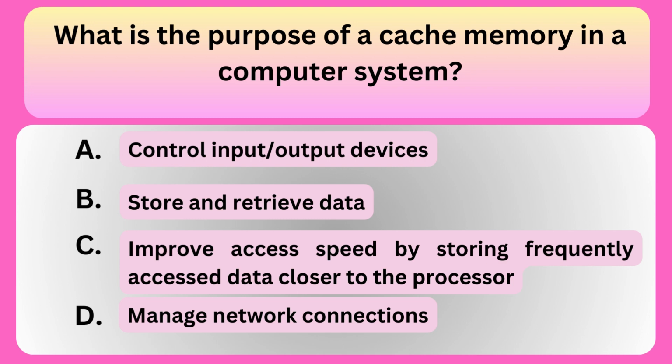What is the purpose of a cache memory in a computer system? Control input or output devices, store and retrieve data, improve access speed by storing frequently accessed data closer to processor, manage network connection. And the right answer is improve access speed by storing frequently accessed data closer to processor.